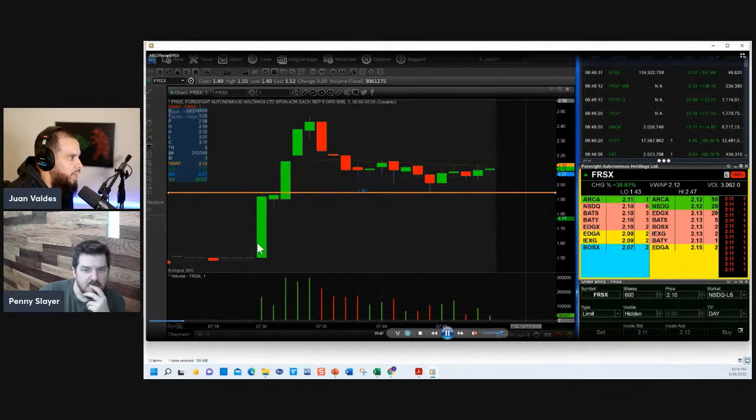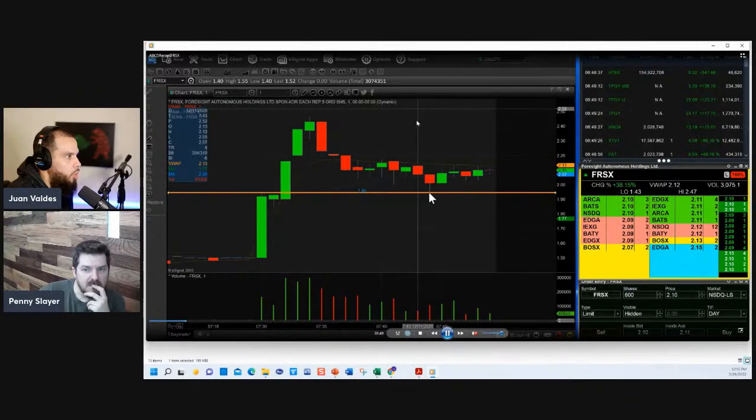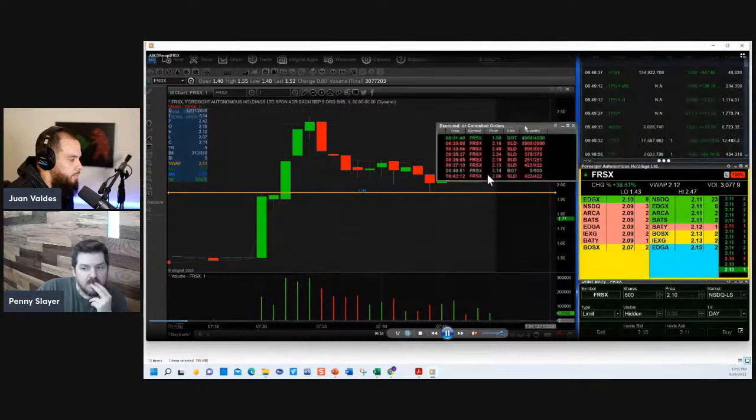I missed this spike. This spike was because of that multi-billion-dollar contract. So I'm trying to decide where I'm going to enter. You see here, I formed this. This was the low. I want to see it form a lower high, right?